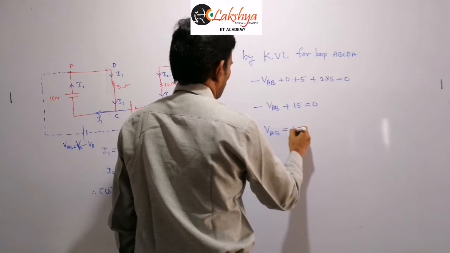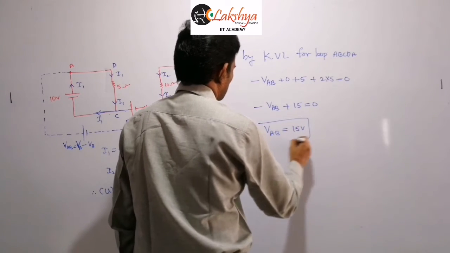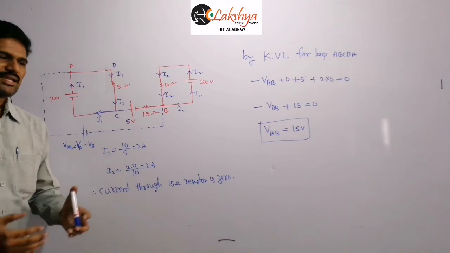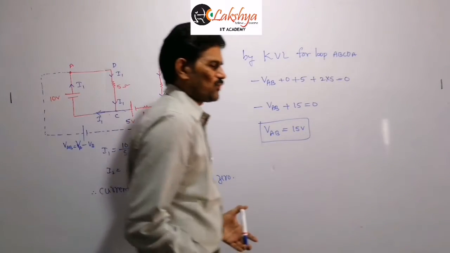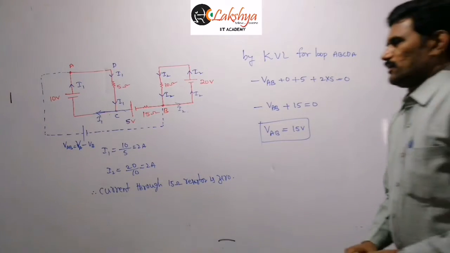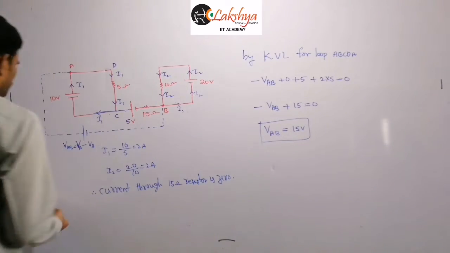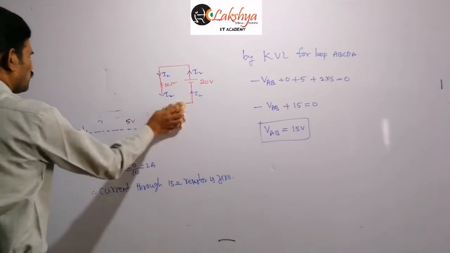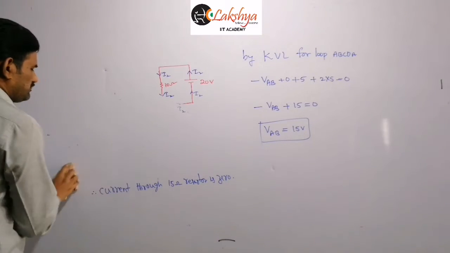Therefore, VAB is equal to 15 volts. So that is the potential difference between points A and B. So like that you can calculate potential difference between any two points with the help of this Kirchhoff law. So let us write one more problem to find the potential difference.